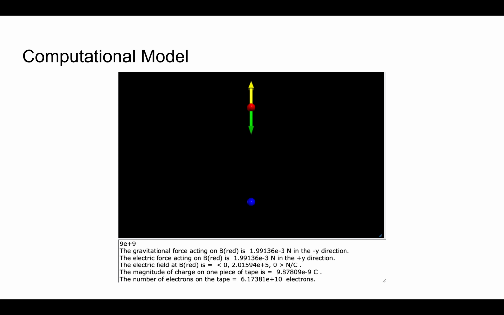We noticed they are equal to our estimates as they are both 1.99 times 10 to the negative 3 newtons. The code also calculated the charge of the tape as negative 9.87 times 10 to the negative 9 coulombs, like we calculated. In conclusion, our computational model proves to be an accurate depiction of the interactions between the two charged pieces of tape, and the values calculated using Coulomb's law and Newton's second law.